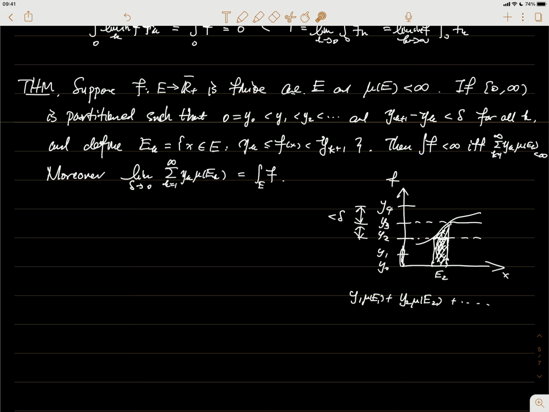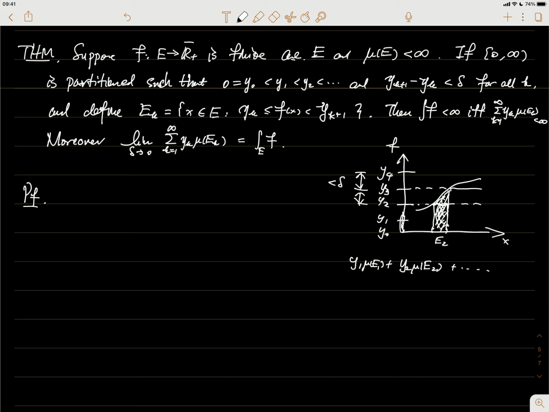The question is, if this is finite, can we imply that this is also finite? And that is because the difference of them is always bounded by delta. And from there, it will not be hard to show this is true. Okay, so let's see how to prove them formally.